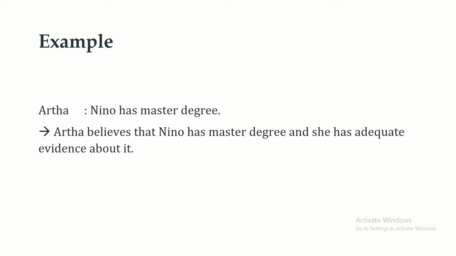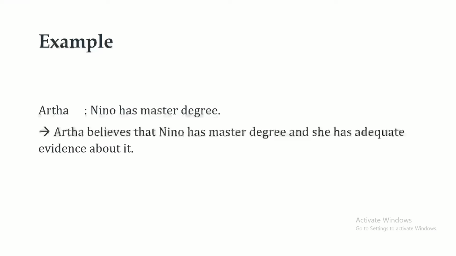So there's an example here where Artha said that Nino has a master's degree. So what does it mean? It means that Artha believes that Nino has a master's degree and she has adequate evidence about it. So the general agreement of communication is that it is supposed to be truthful. So that's the word that needs to be highlighted in this maxim, which is try to be truthful. Truthful leads to an inference. An inference means an implicature that speakers have justification for what they assert. And that's for the quality maxim.